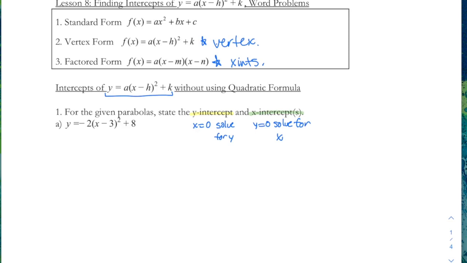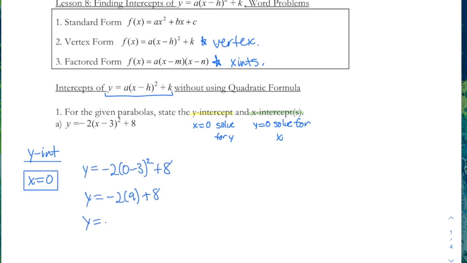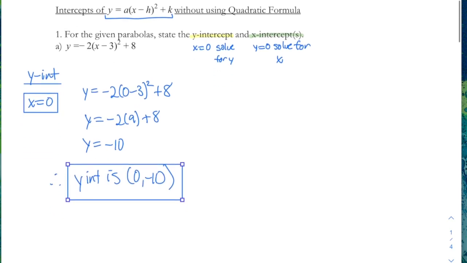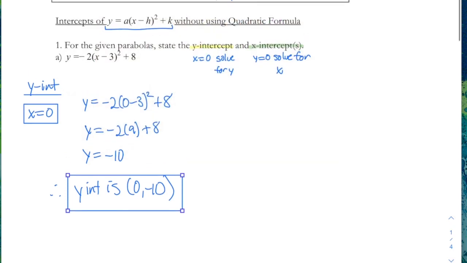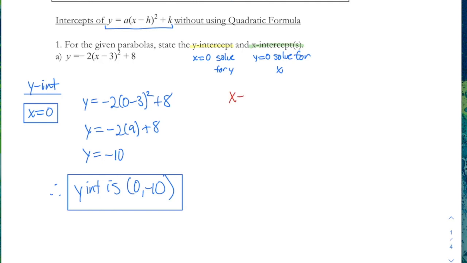So here we go with A. I'm going to start with the y-intercept, meaning I have to set x equal to 0 and solve for y. So this is really straightforward. That's pretty easy. Now let's try finding the x-intercept. So for the x-intercept, we're going to set y equal to 0 and solve for x. So here we go.